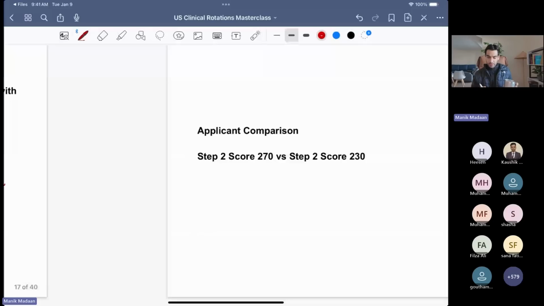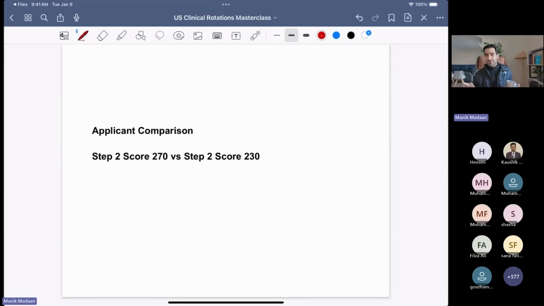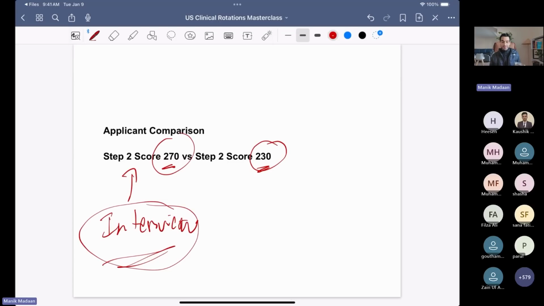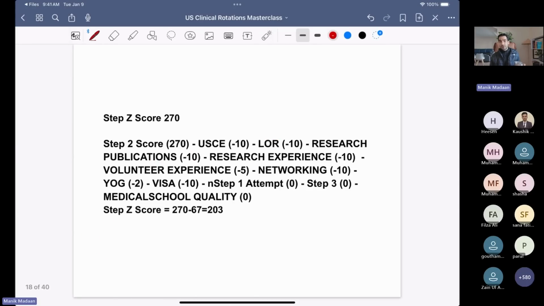And just to put this all home, right? I'm just going to give you an example of how a program would look at these 2 applicants: an applicant with a 270 score and an applicant with a STEP2 score of 230, right? 2 different applicants. To the naked eye, this would feel as if this person deserves the interview, right? Because I think that's the system we have been brought up in. To you, it should be the 270, you should get the interview. And that's what I thought as well. The 230 doesn't deserve it as much, but let's go into STEPZ scoring to see how it works, right?